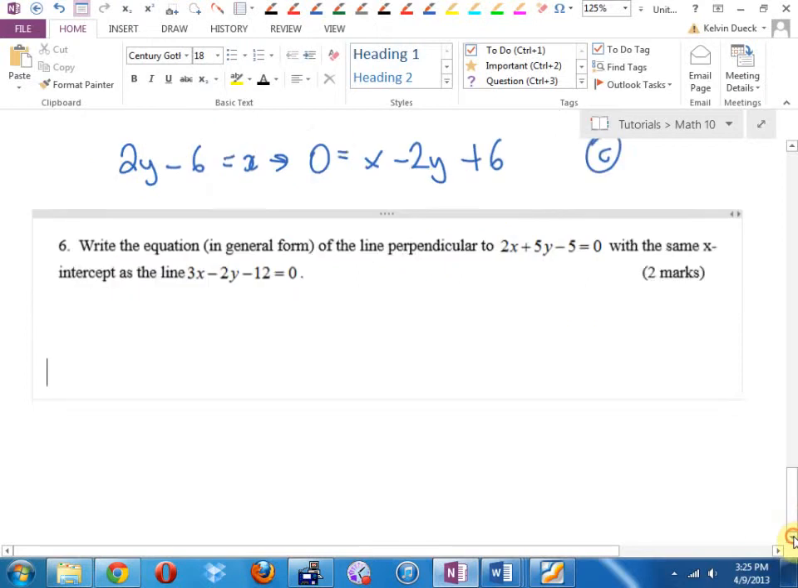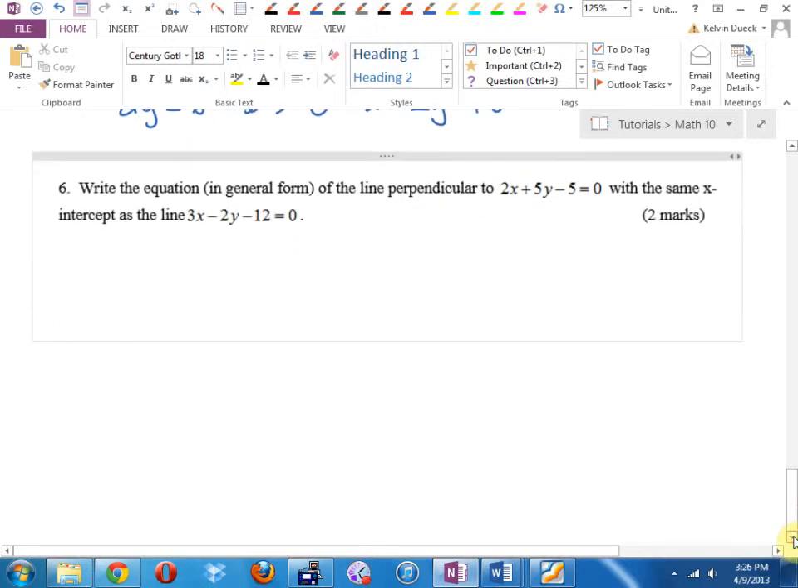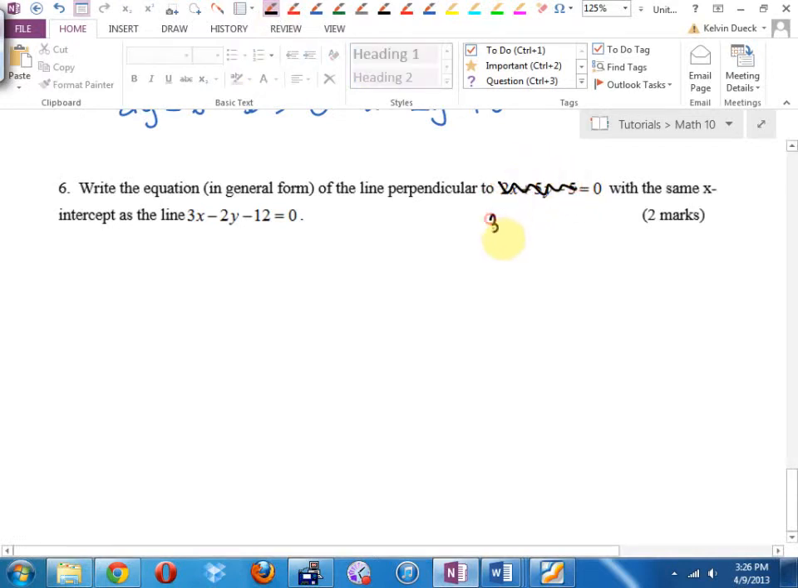Okay. I'm going to change this equation to 3x plus 4y minus 5 equals 0. And I'm going to change this equation here to, instead of a minus 12, how about a 9? There. Now it's a whole new question. Not much to it.